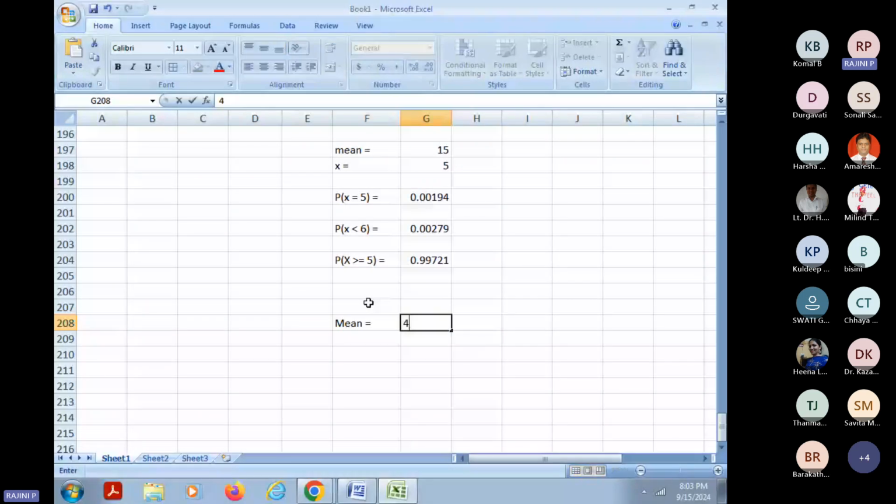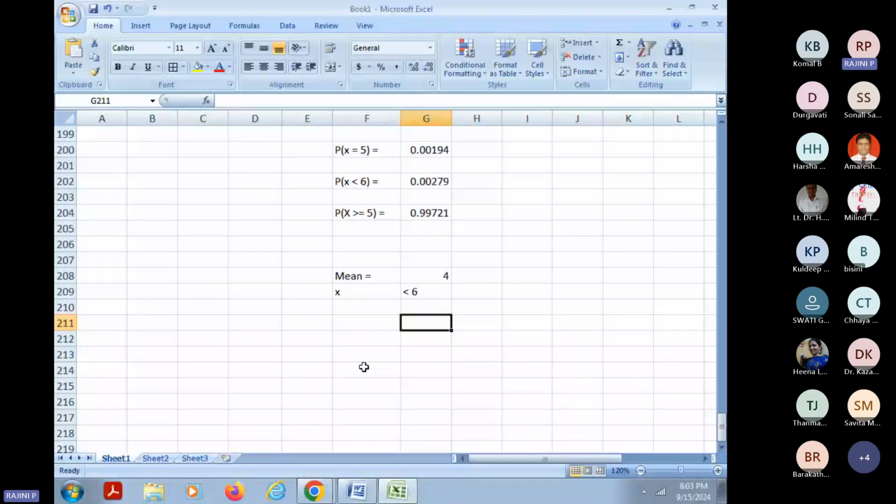And then what is the probability we need to find? Probability of x less than 6 minutes. Okay, so what is the x value here? Less than 6 minutes. Now here, how can we find this? Probability of x less than 6 minutes is equal to, how can we do that? Go to the function and then click on E, exponential distribution.